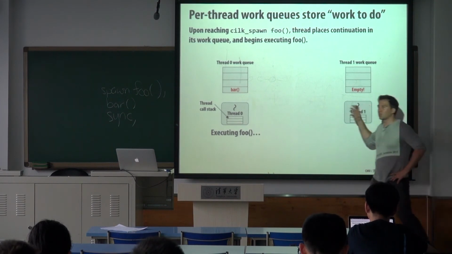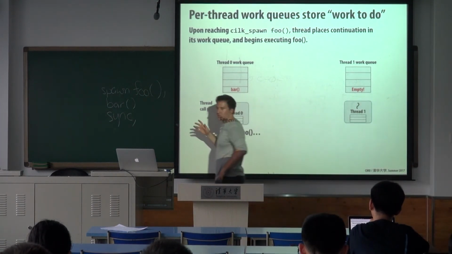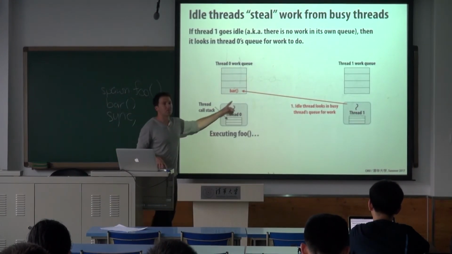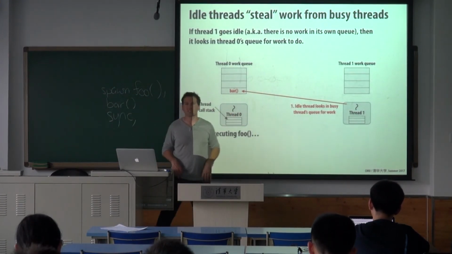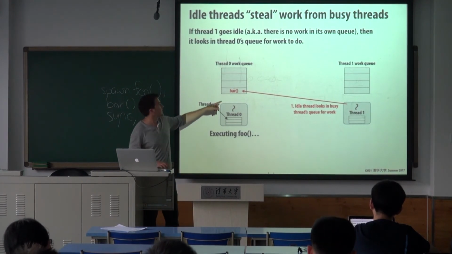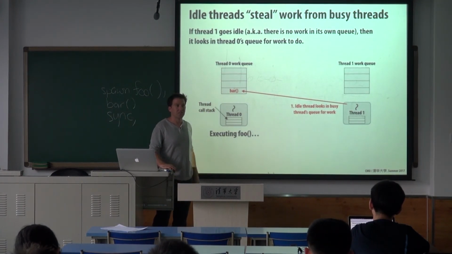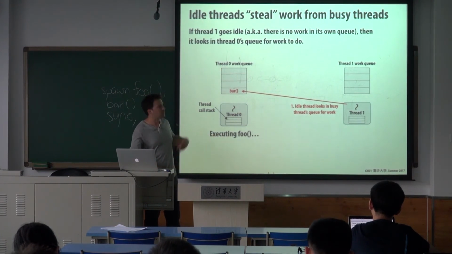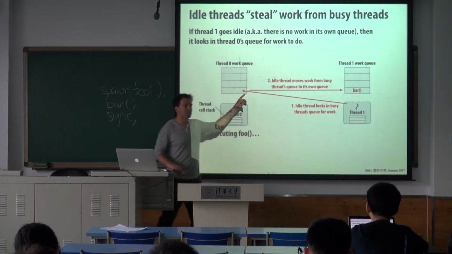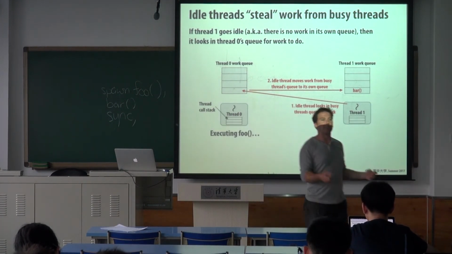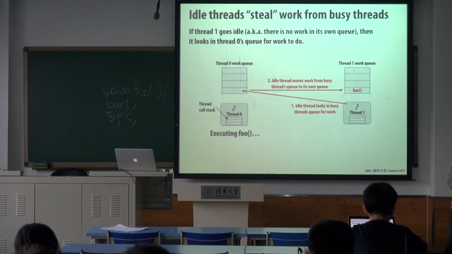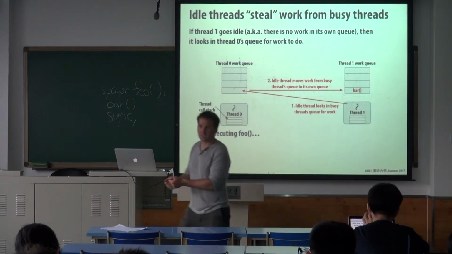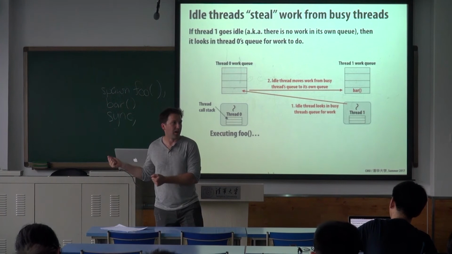So as soon as thread 1's work list is empty, there's nothing for thread 1 to do. Thread 1 goes over and looks at thread 0's work list and says, I see that you have bar to do, but you are busy working on foo. So I'm going to go ahead and take that. I'm going to go over to Yan's list. Say, Yan's very busy right now. I'm going to take bar, and I'm going to put it in my list. So I've stolen it from Yan.